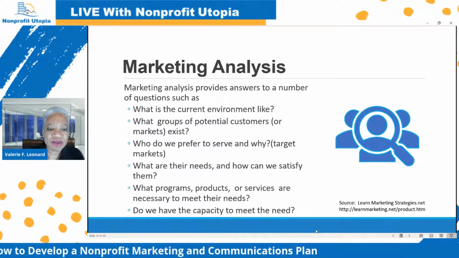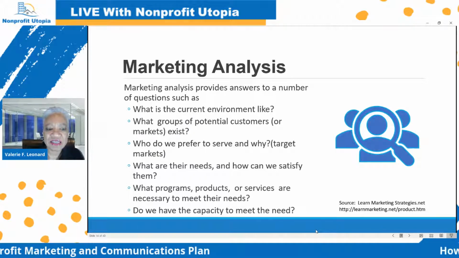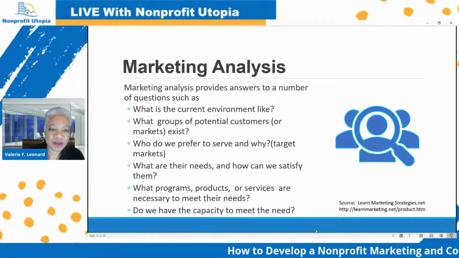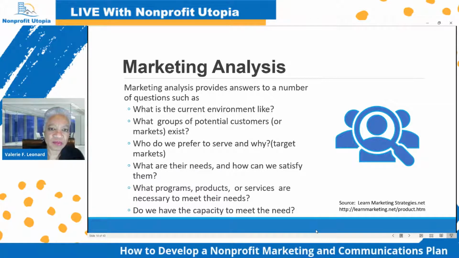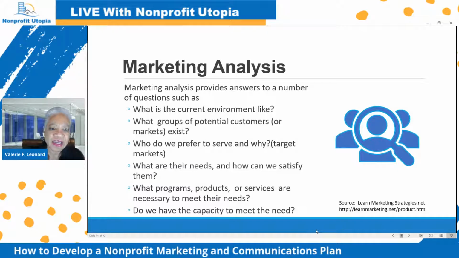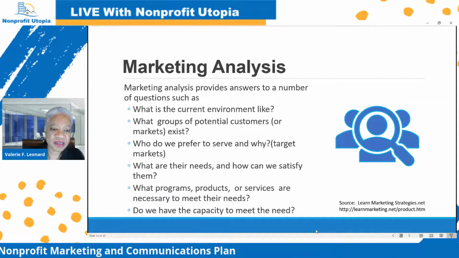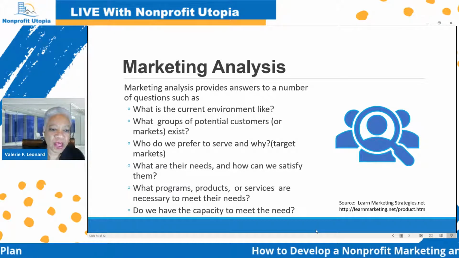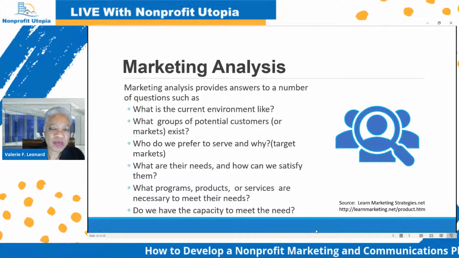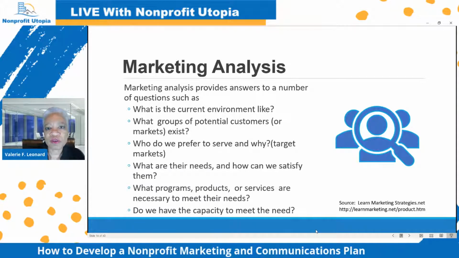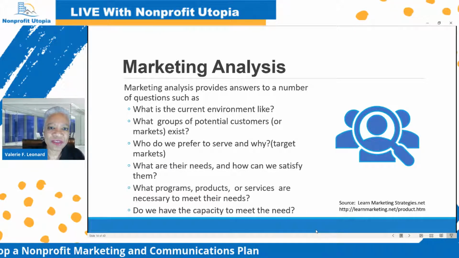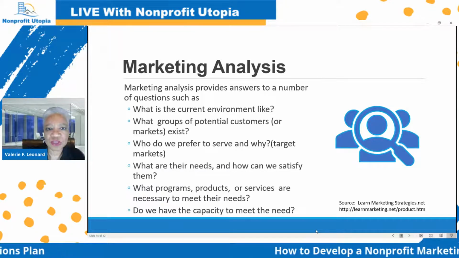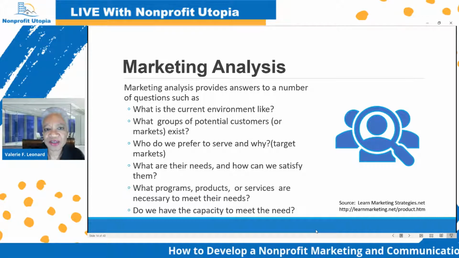And the way you answer that question is you'll look at census data that will give you a snapshot of the demographics in a community, their age, race, and all of that good stuff. And then you can segment the market that way. And then you want to ask yourself, who do we prefer to serve and why? And again, you use that demographic data from the census to help you answer that question, but you don't want to leave it at just demographic data.